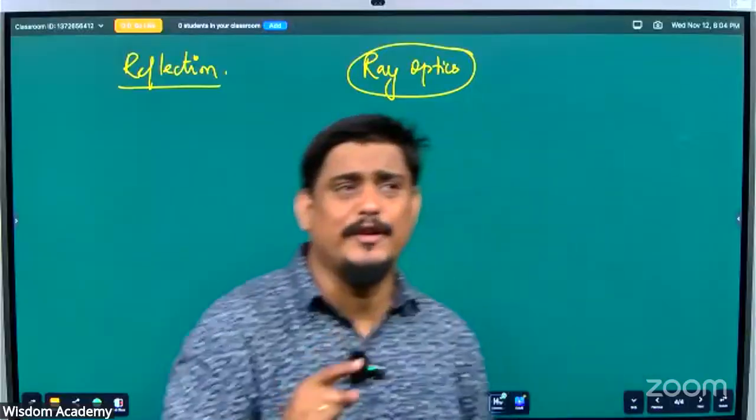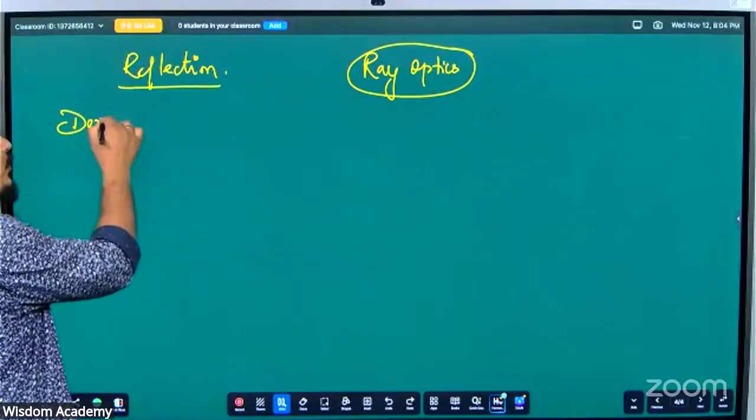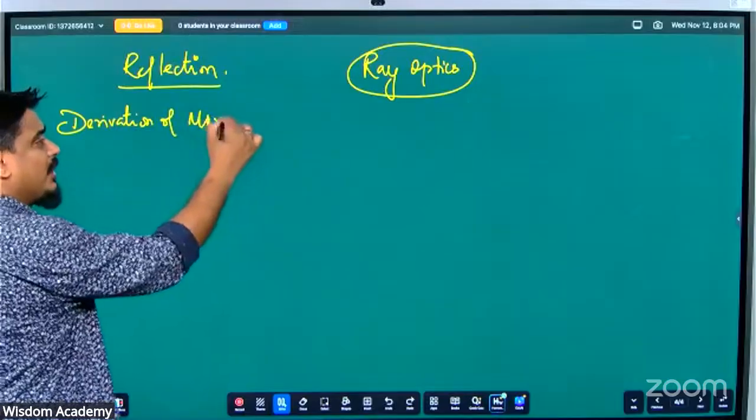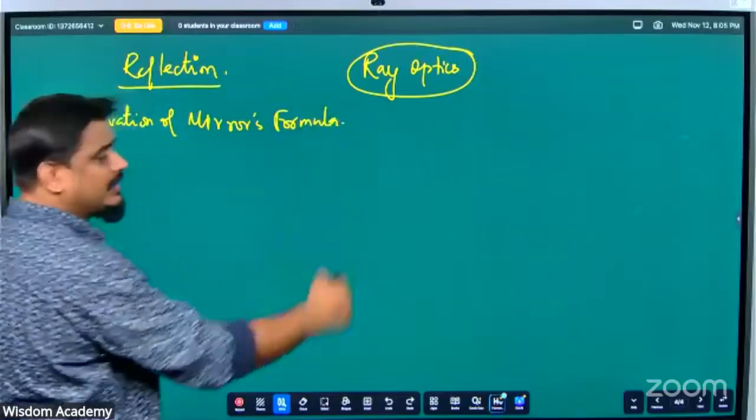And then comes the first topic which is important in the board examination, which is derivation of mirror's formula. I am not going to do it now, because if I start doing it now, the full class will go in that itself.